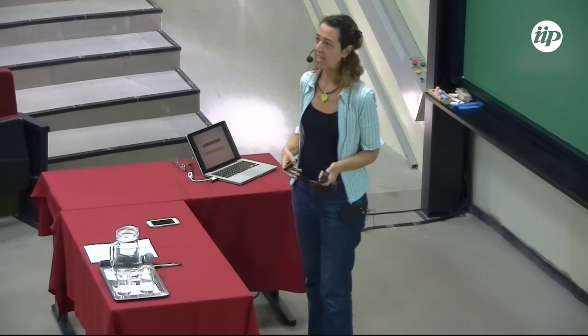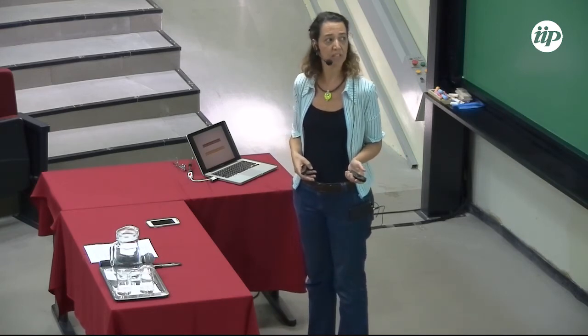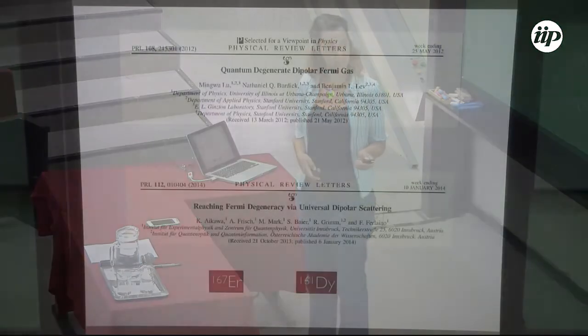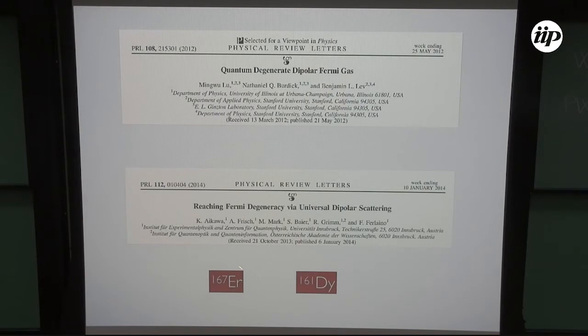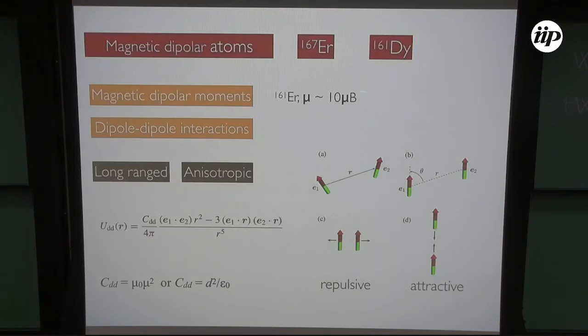So one way to look at that is to look at dipolar atoms in optical lattices, and this will lead to the extended Hubbard model. So here there are examples of dipolar atoms that have been used, fermionic dipolar atoms that have been used in gases, but not with optical lattices. And when we have a magnetic dipolar atom, what we have, of course, is a magnetic dipole. And here, the one in erbium is fairly big, in units of the Bohr magneton.